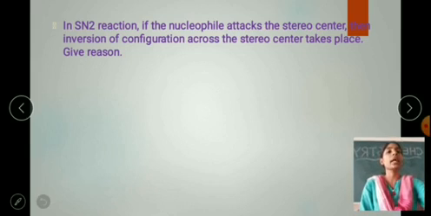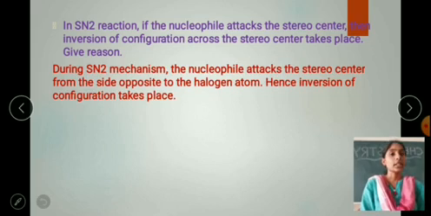Why is it like that? During the SN2 mechanism, the nucleophile attacks the stereo center from the side opposite to the halogen atom.